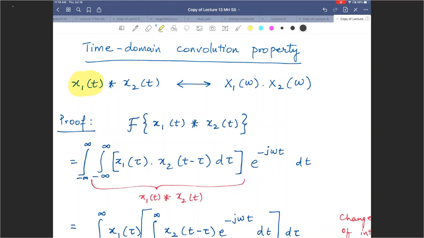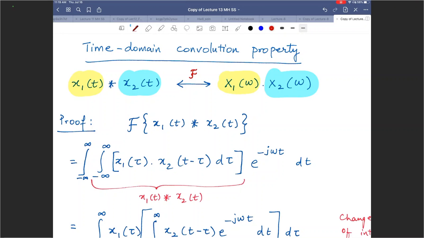x1 of t, whose Fourier transform is capital X1 of omega, and you have another signal x2 of t, whose Fourier transform is capital X2 of omega, then in time domain, if you do a convolution, in this case it's going to be a continuous convolution. If you do a time domain convolution, the Fourier transform of the convolved signal will be the product of those individual Fourier transforms. So X1 of omega multiplied with X2 of omega.